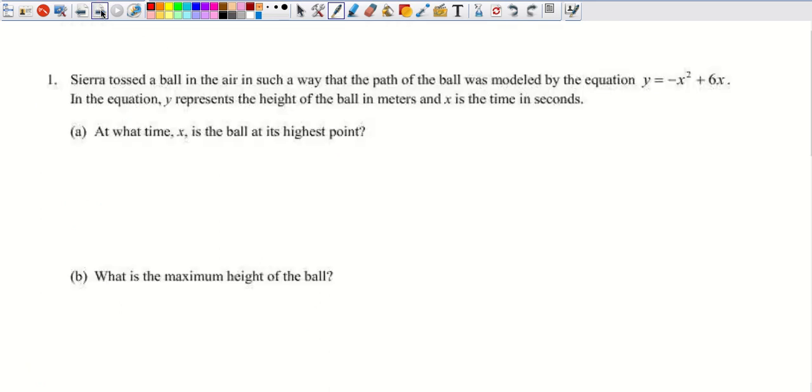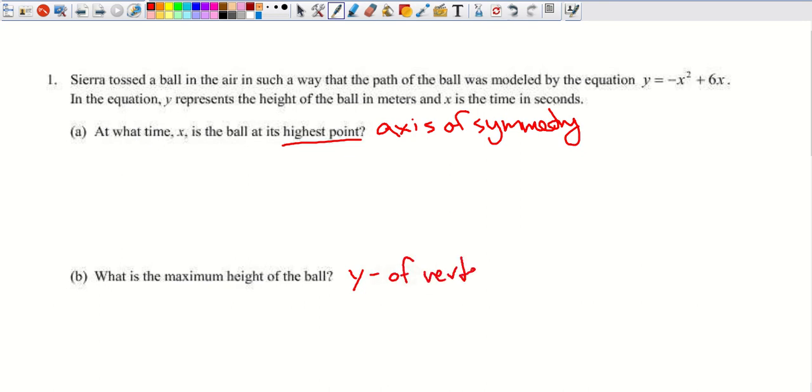All right? And we got one more, our Sierra test the ball question up in the air. When is the ball at its highest point? What's the maximum height? Remember, the highest point occurs at the vertex. Okay? The time is the x value. That is our axis of symmetry. And then the actual height is the y value of the vertex.